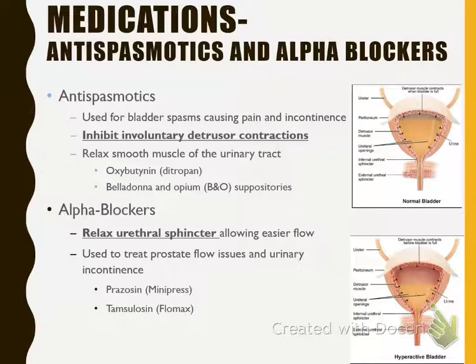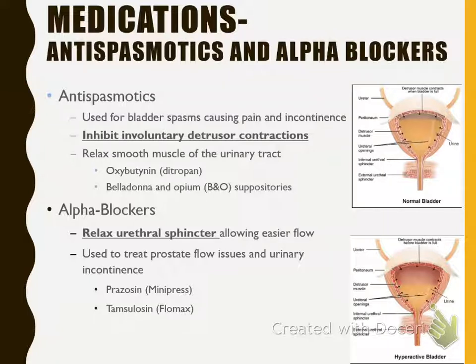Oxybutynin. I haven't seen a B&O suppository in a long time. They're old. Oxybutynin is probably the main one, but there is a suppository that will go in and control that. It's basically a narcotic, and a narcotic suppository is probably not the best choice because it causes constipation. I think they've gotten rid of that, but you may see them around, and older people might know about them. Oxybutynin is the antispasmodic we really use.